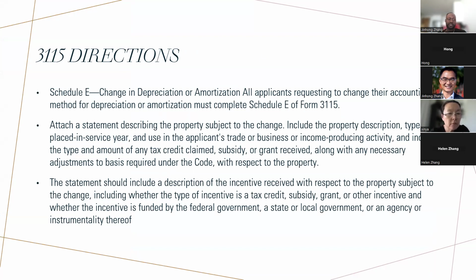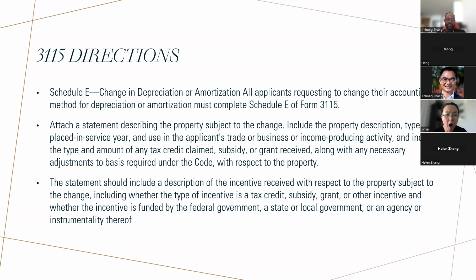So the directions: depreciation on the rental property is going to be taken on Schedule E. For the change in depreciation or amortization, all applicants requesting to change their accounting method for depreciation or amortization must complete Schedule E and Form 3115.